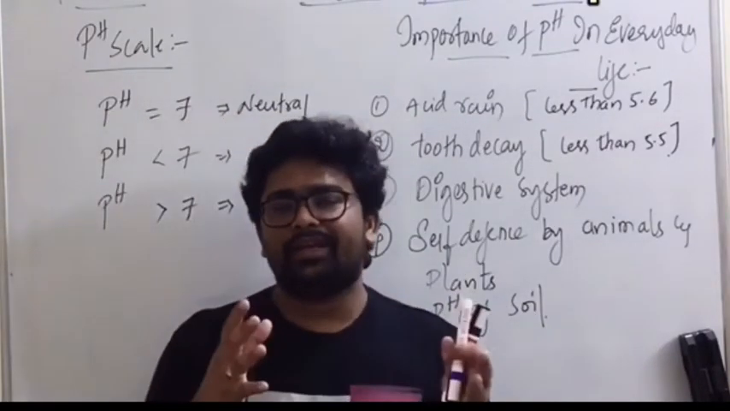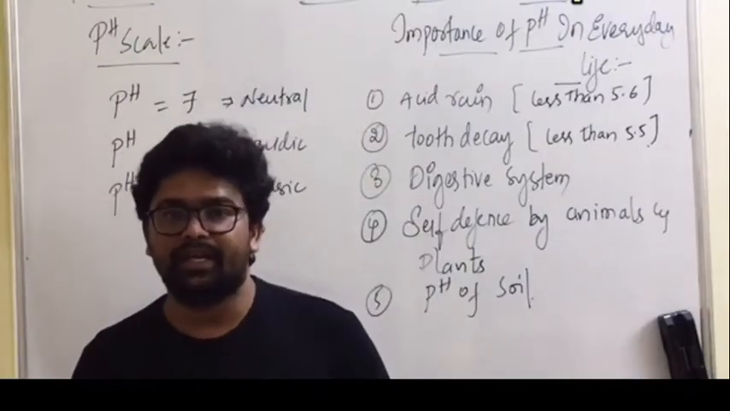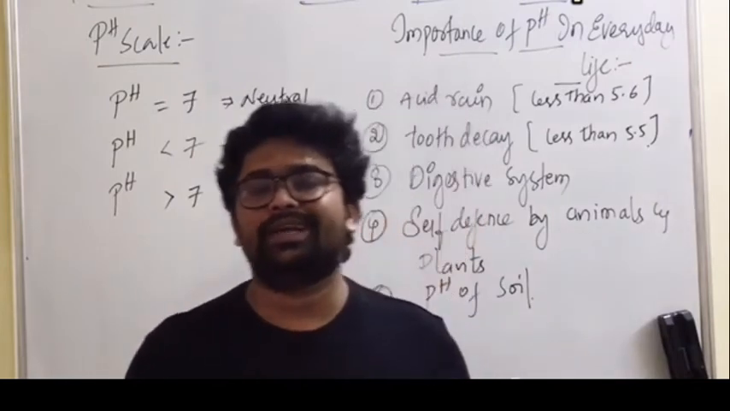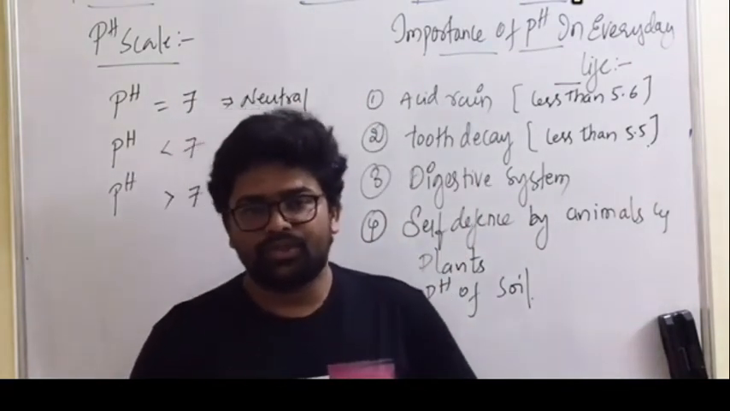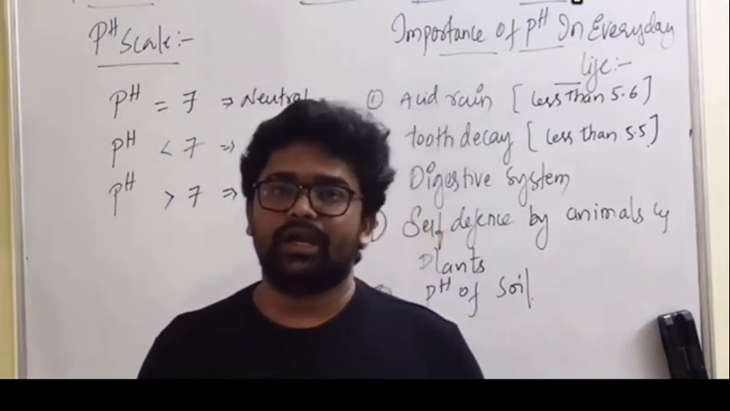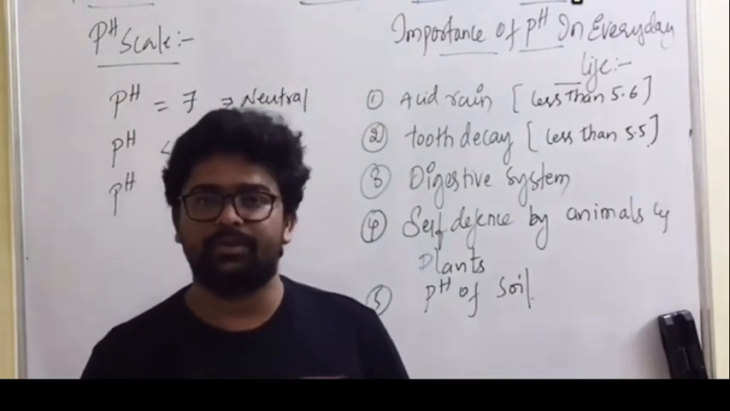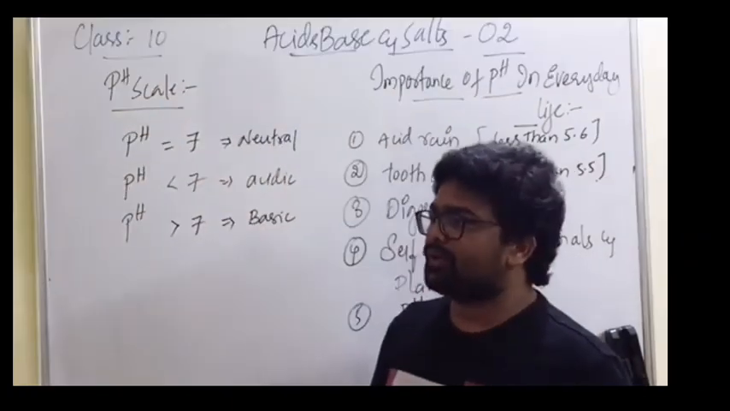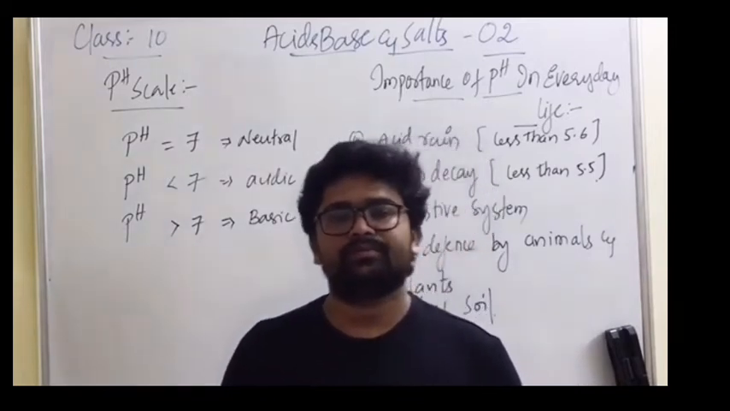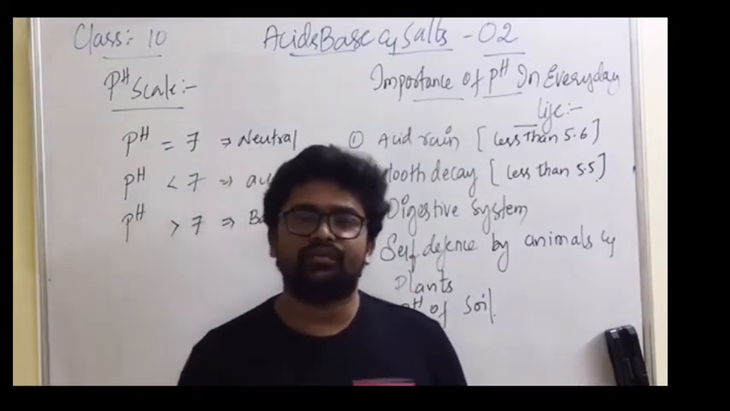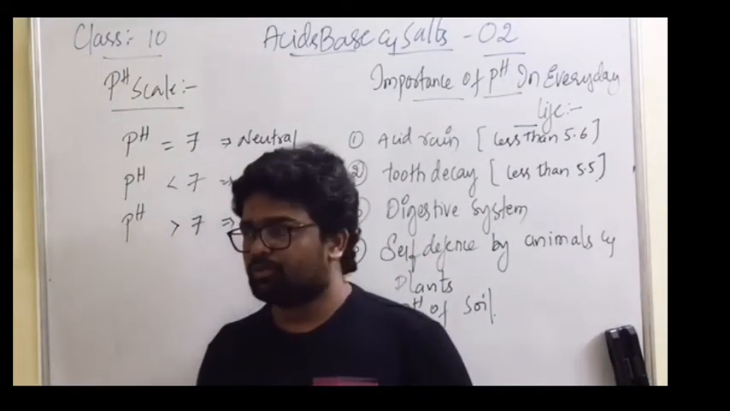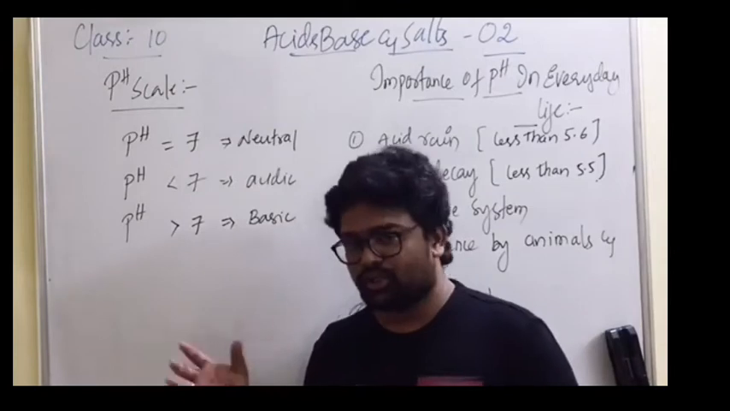So we studied in the last about universal indicator, and I said that universal indicator is a combination of different types of indicators which is used to know the relative strength of hydrogen ions and hydroxide ions, that is H plus and OH minus ions in a solution. One among that we use is the pH scale. It is a scale which is used to measure the nature of acids and bases, that is, relative strength of acids and bases. So pH scale has certain values, 0 to 14.